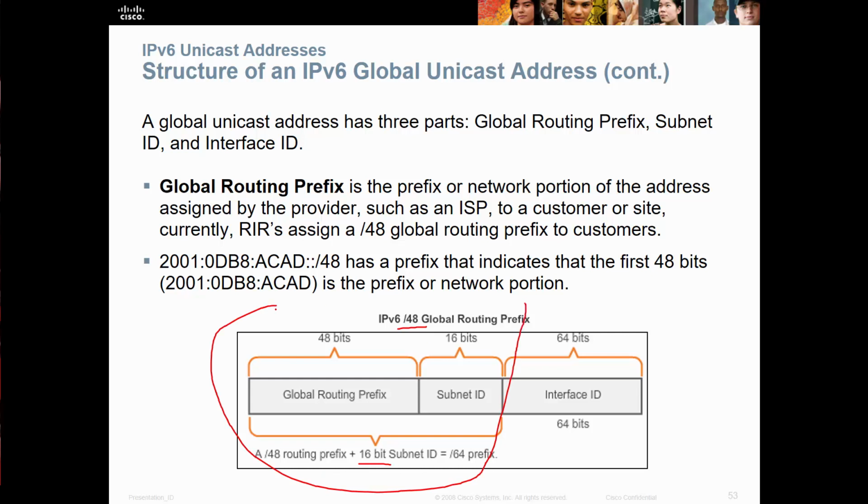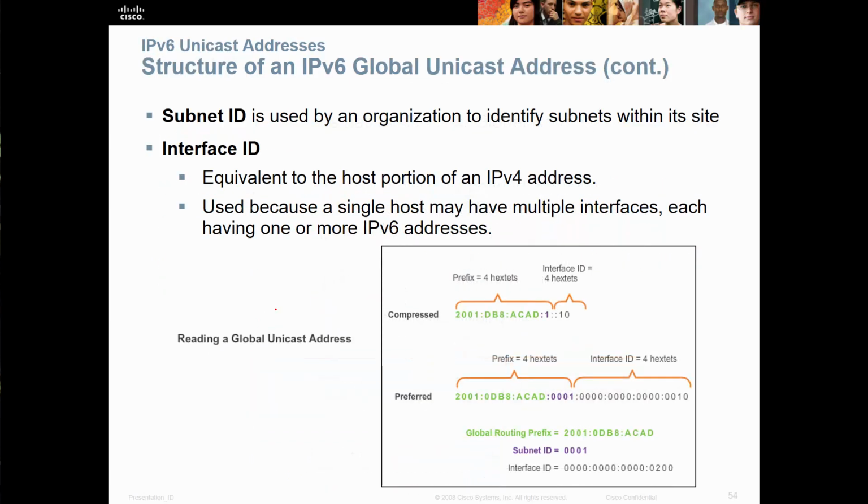You're going to notice it's very common of the first 64 bits being set aside for the network. Subnet ID and interface ID. Again, the subnet ID is used for the organization to identify the subnets that it has. The interface is the equivalent to the host portion, and that's what's going to be manipulated.